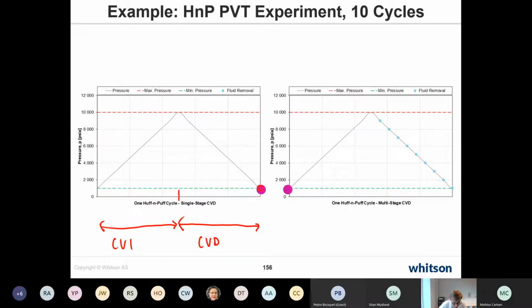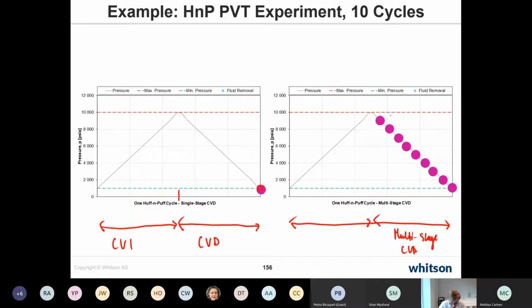That's indicated right here. But in reality, when we're producing during a puff cycle, we're producing at decreasing bottom hole pressure. So a multi-stage CVD would be more representative of what's happening in the field, right? So this is a multi-stage CVD where we remove mass at 9,000, 8,000, 7,000, 6,000, etc., and not only the last stage right here.